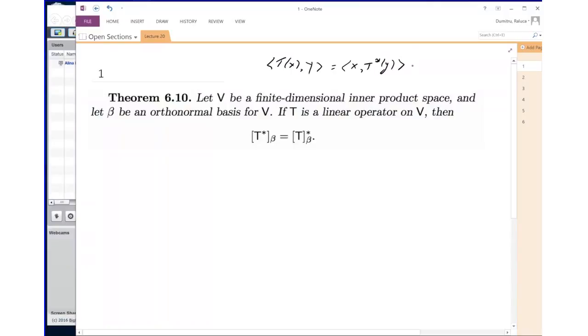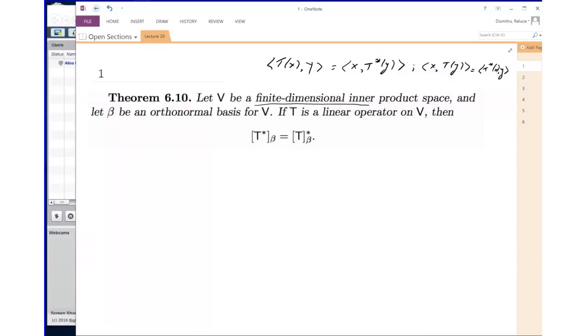And we showed that backwards also works. So the inner product between x and T of y is the inner product between T star of x and y. So it's that operator that allows you to move around between the two entries of the inner product. Again, it has to be finite dimensional in order for this T star to exist. And all the spaces that we'll work with will be finite dimensional inner product spaces.